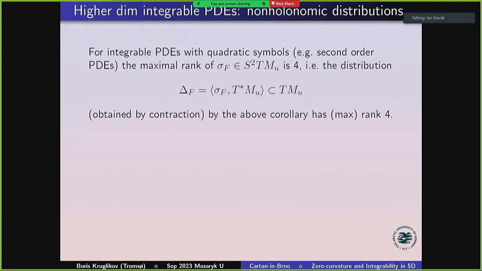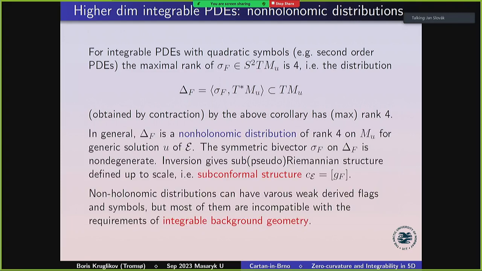So what do we have? We can contract this with the cotangent space. Then we get a subspace in the tangent space, right? If you contract these two things, one of the indices is killed, so we just evaluate sigma f on all possible covectors. So we get a subspace at every point. That's a distribution. This distribution has the same rank as sigma, so not greater than 4. In general it is non-holonomic, and in general the rank is equal to 4 for a generic solution. So that's what I will assume.